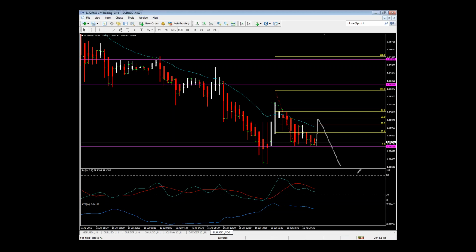I think more likely, looking at what's going on with the stochastic, is that there's going to be continuation and move lower. Probably test this area here. So I'm going to leave it there for tonight, guys.